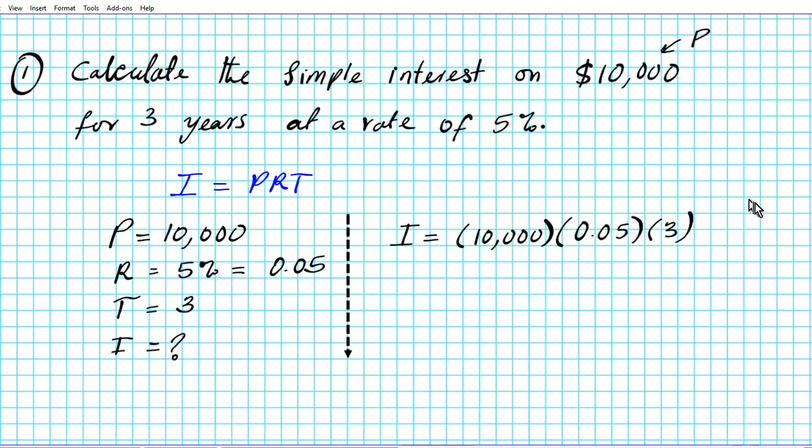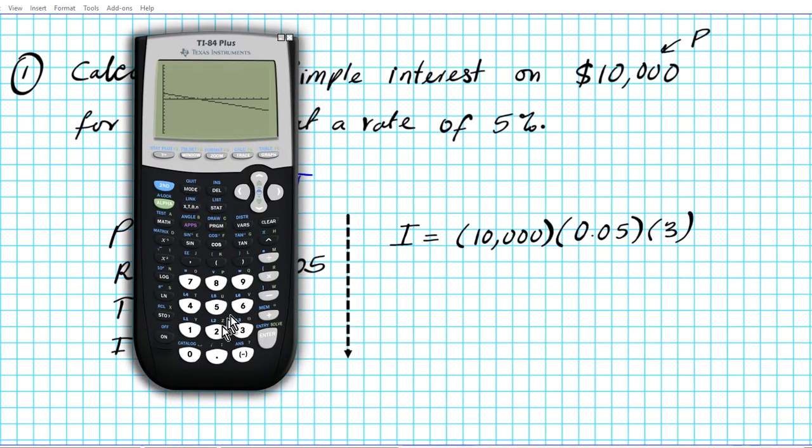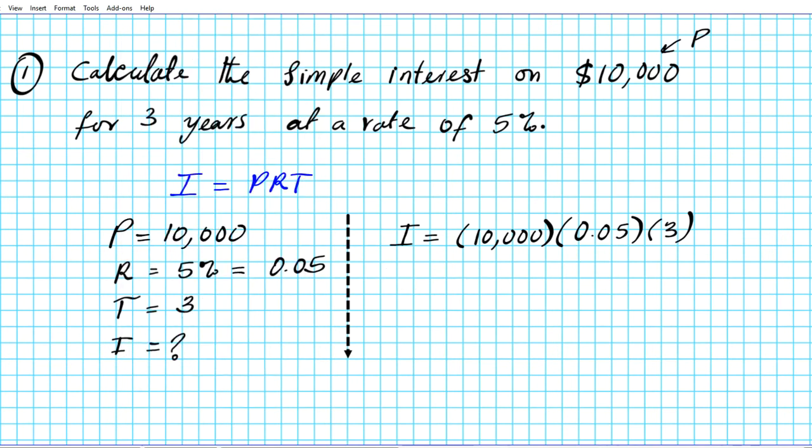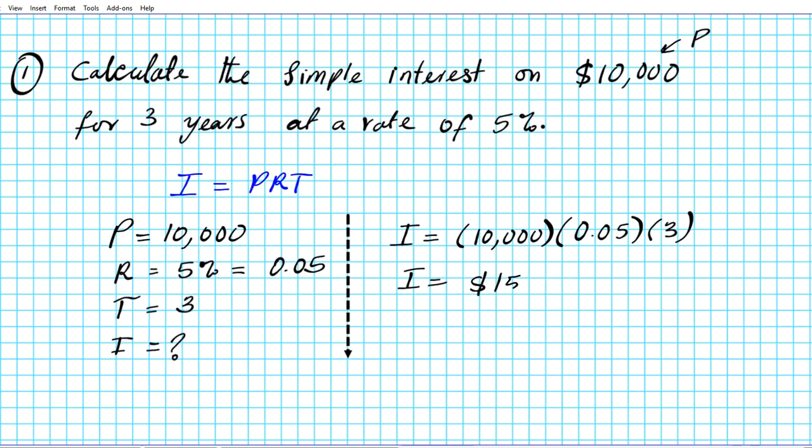Okay, so we're going to go ahead and plug in these values into our calculators. Just simply find the product, and that will be our simple interest. So 10,000 times 0.05 times 3, and the simple interest I is equal to $1,500. Okay, so let's go ahead and box our final result.